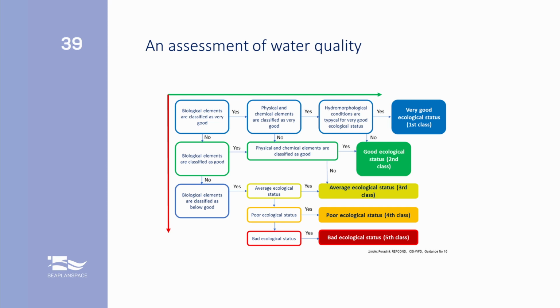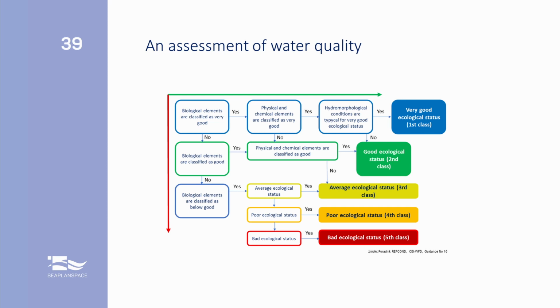So, an assessment of water quality: how do we end up with a very good ecological status in Poland? Very good ecological status only when biological elements are classified as very good, physical and chemical elements are classified as very good, and hydromorphological conditions are typical for very good ecological status. Then we end up with a very good ecological status, first water class.